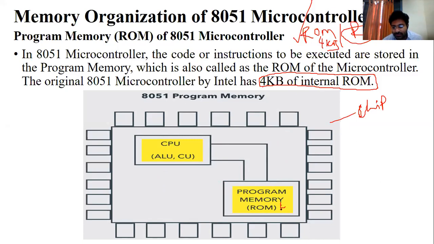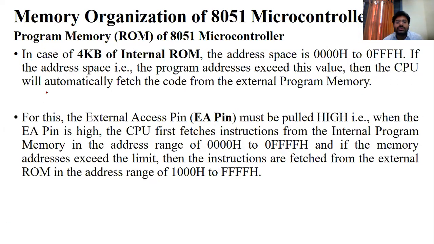What is the size of that one? 4 KB. We are using 4 KB internally. The codes or instructions to be executed are stored in the program memory. Now see how to access this program memory. In the case of the 4 KB of internal memory, what is the address space for that one? 4 KB. How to form the 4 KB?